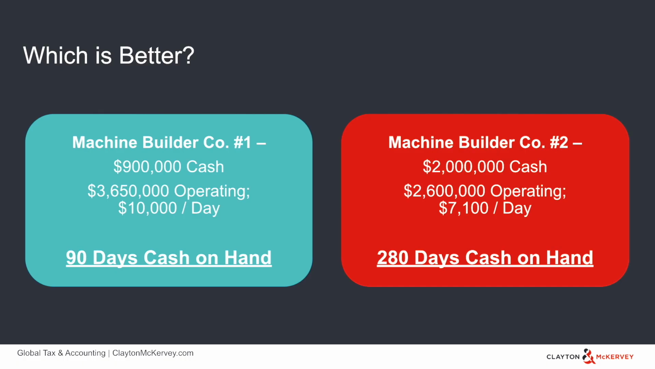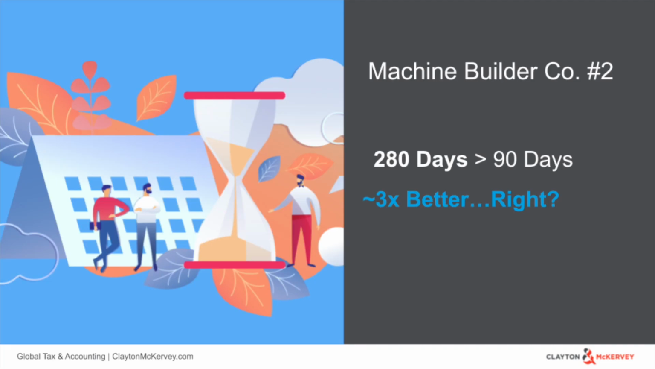So let's expand on this analysis by adding a competitor into the mix from the situation that we were just reviewing. So let's say the second machine builder has operating expenses of $2.6 million, resulting in an average daily cash spend of about $7,100, and they've got a cash balance of $2 million. So that would equate to about 280 days worth of cash that they have on hand. So comparatively, this would indicate that the competitor has about 3 times as much cash on hand to continue operating as our first company. That's clearly more ideal, right?